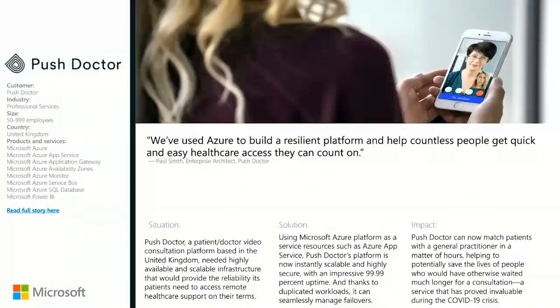So here's an example of a company called PushDoctor. PushDoctor found themselves in a particular situation. They're a patient-doctor video consultation platform based in the United Kingdom. They needed highly available and scalable infrastructure that would provide the reliability its patients need to access remote healthcare support on their terms. The solution was to use Microsoft Azure platform as a service resources such as Azure App Service.